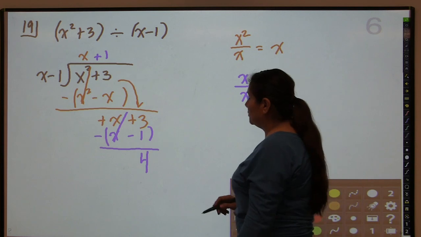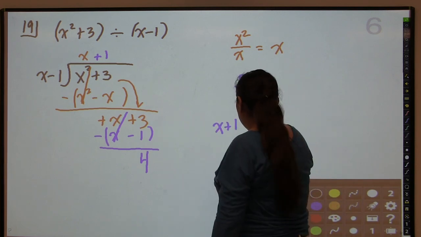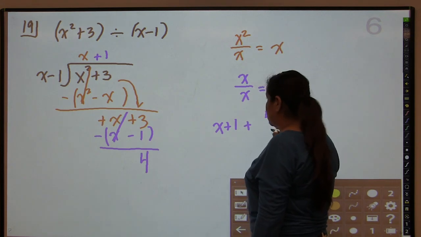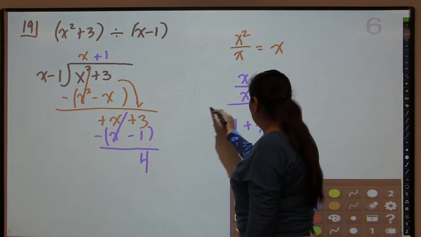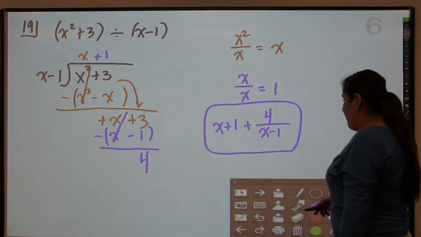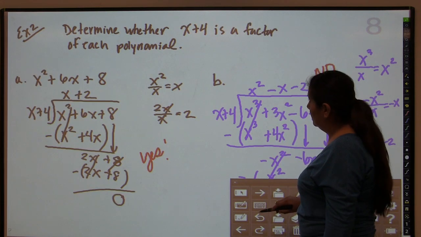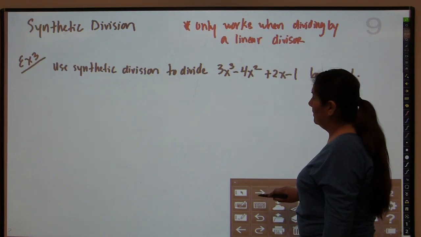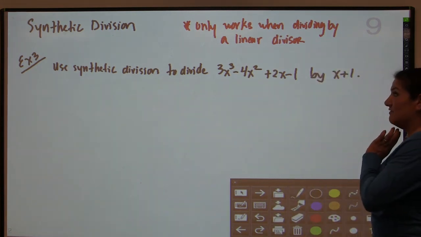If you want to write the answer out, the answer would be x plus 1, and then you add your remainder, which is 4, over the divisor x minus 1. This would be your answer as a mixed number. Okay? And that's how you do that. All right, we did that already. The next thing I want to teach you how to do is synthetic division.